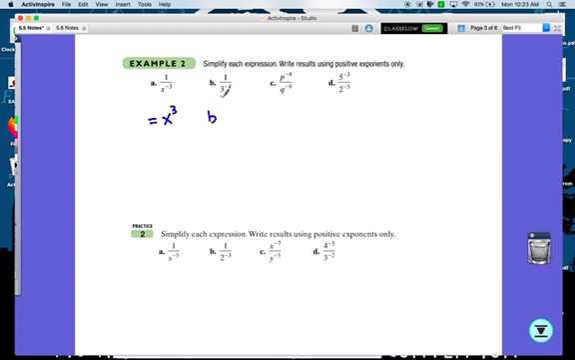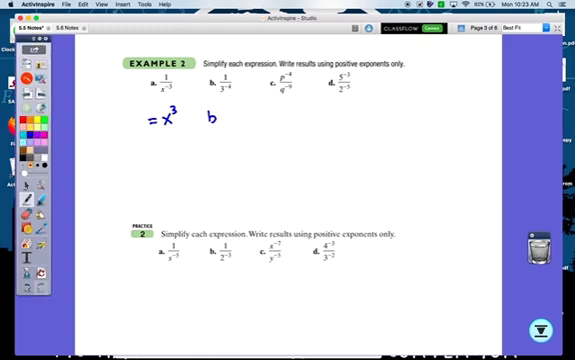On B, then, 3 to the negative 4 is on bottom. Okay, so that's going to become 3 to the 4th on top, or 81.